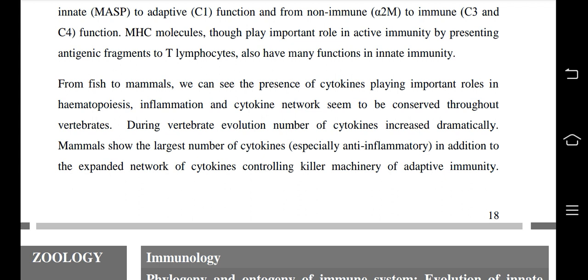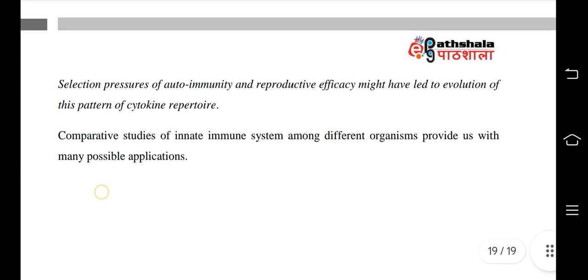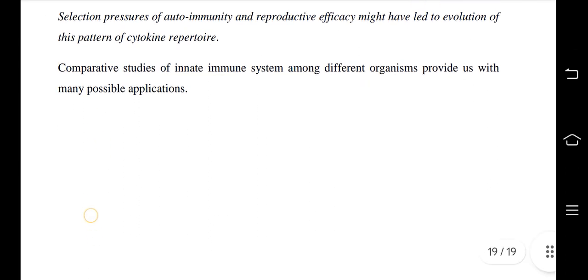From fish to mammals, we can see the presence of cytokines playing important roles in hematopoiesis. Inflammation and the cytokine network seem to be conserved throughout vertebrates. During vertebrate evolution, the number of cytokines increased dramatically. Mammals show a large number of cytokines, especially anti-inflammatory, in addition to the expanded network of cytokines controlling the killer machinery of adaptive immunity. Selection tests of autoimmunity and reproductive efficacy might have led to the evolution of the pattern of the cytokine repertoire. Comparative studies of the innate immune system in different organisms provide us with many possible applications.